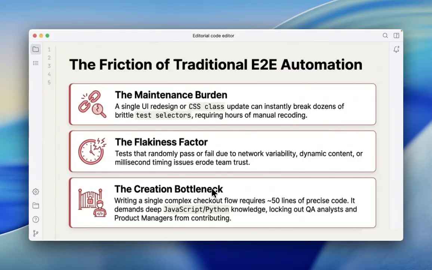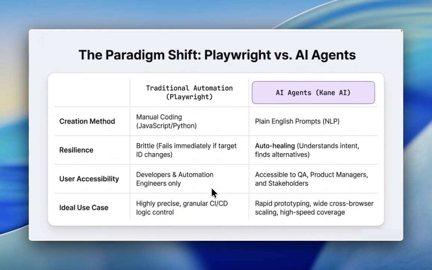A single UI design or CSS class update can instantly break dozens of brittle test selectors, requiring hours of manual rerecording. Tests that randomly pass or fail due to network variability, dynamic content, or millisecond timing issues erode trust. Writing a single complex checkout flow requires 50 lines of precise code. It demands deep JavaScript or Python knowledge, locking out QA analysts and product managers from contributing.